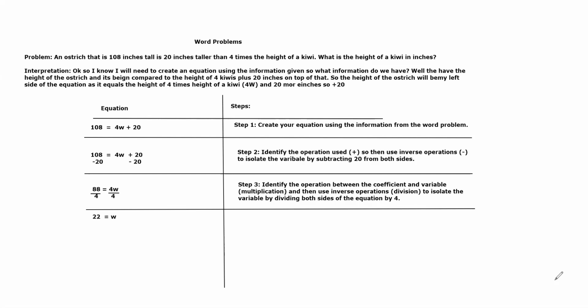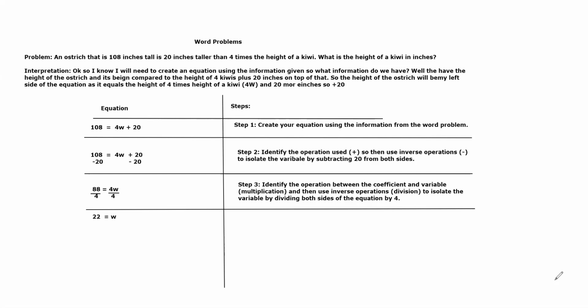Okay, so right, an ostrich is 108 inches tall, right? So we know that that's a fact. That is being compared, right? Now, if you notice, I have an interpretation that's typed out. This is what I was thinking when I was solving this problem, right? Okay, so I know I'll need to create an equation using the information. So what information do we have?